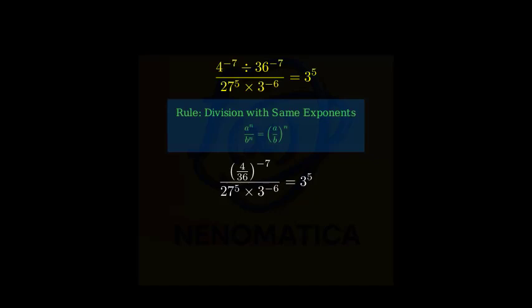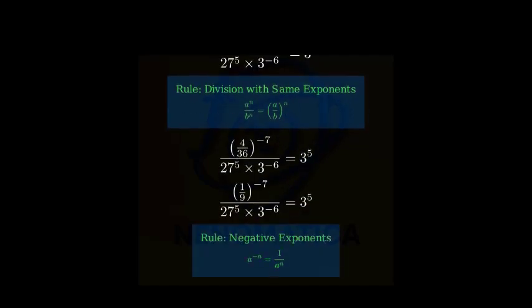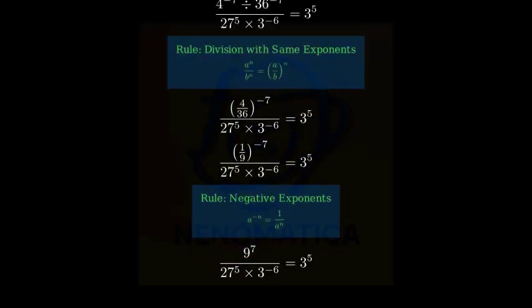So 4 to the negative 7 divided by 36 to the negative 7 equals 4 divided by 36, all to the negative 7 power. Next, let's simplify the fraction in the numerator. 4 divided by 36 equals 1/9. Now, let's handle the negative exponent. A negative exponent means we take the reciprocal of the base and change the sign of the exponent. So 1/9 to the negative 7 power becomes 9 to the 7th power.